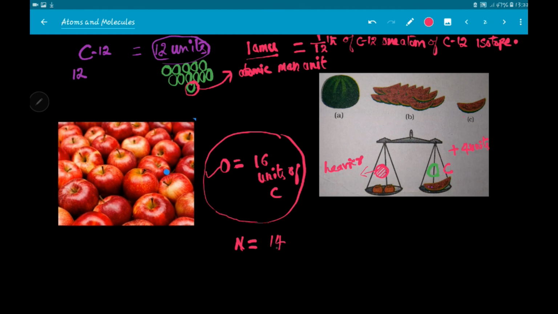So, either you take oxygen or nitrogen, it was found to be heavier compared to carbon, whereas hydrogen was found to be lighter than carbon. This is how you find the mass by using 1 unit as the reference or standard and comparing that mass with other elements.